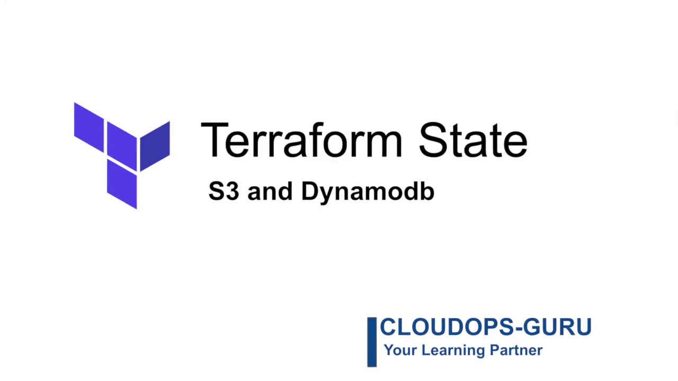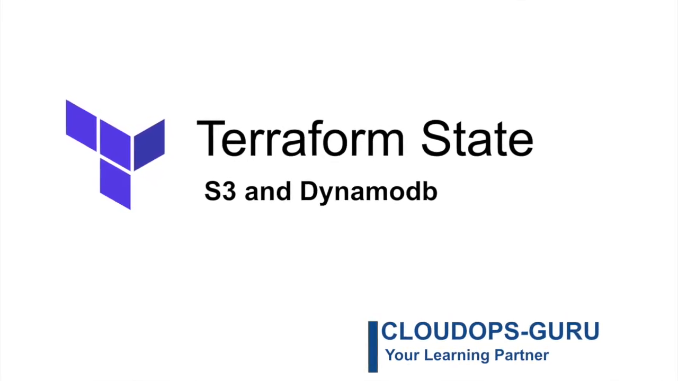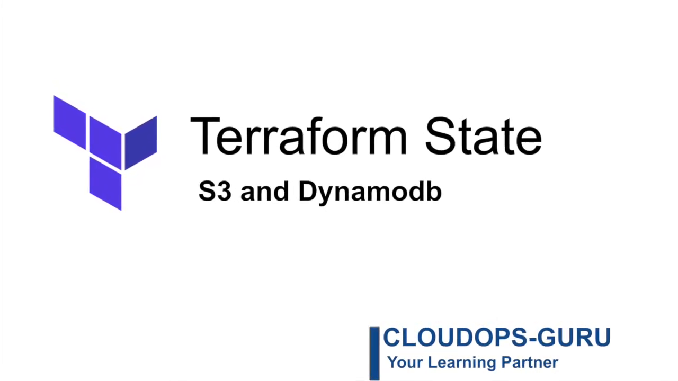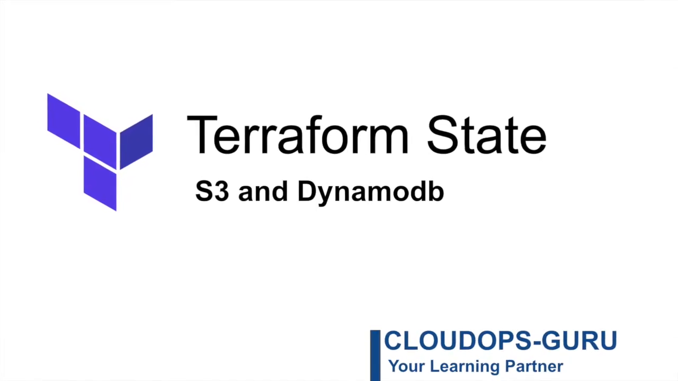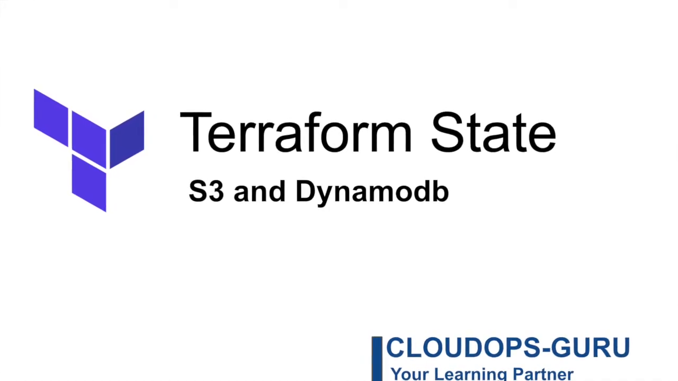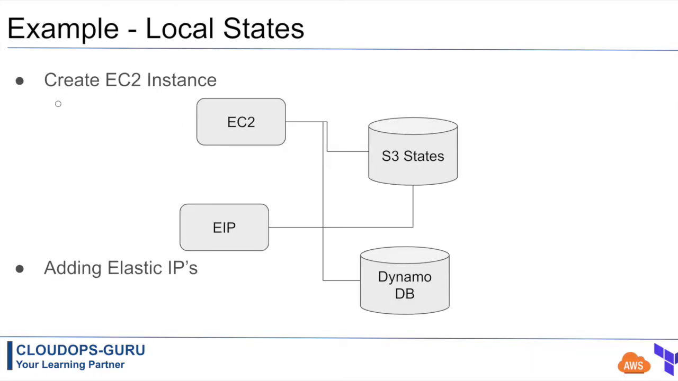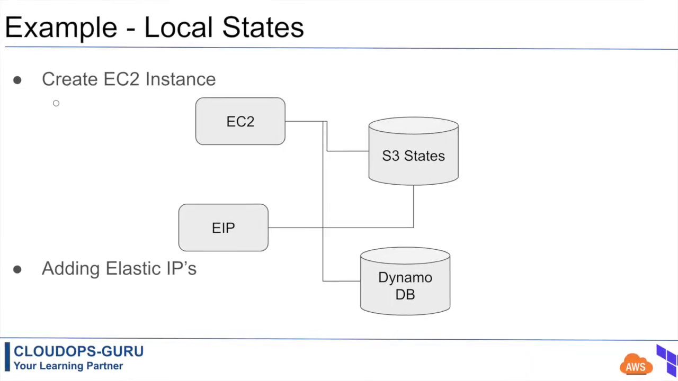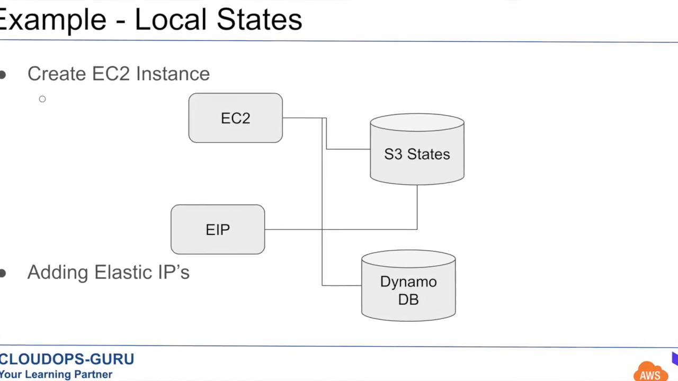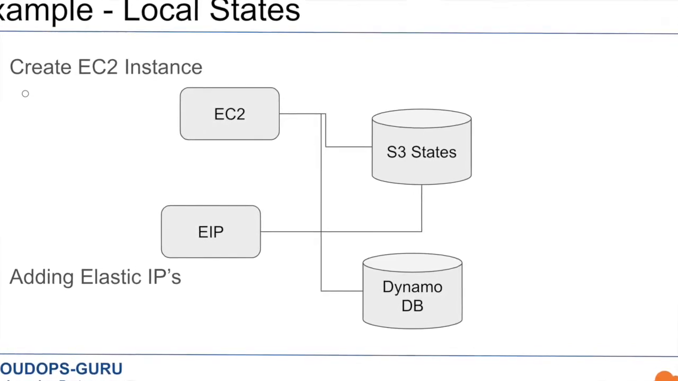Now let us go to the second option, the remote storage of the state file. This is very optimal when you are working in a team. You store your state file in an S3 bucket and you keep DynamoDB as your locking mechanism. You create a DynamoDB table and keep your lock information there. When someone else executes, it will say that the lock is already in use. Let's see the same example scenario: we are going to create an EC2 machine along with an elastic IP, and let's see how it works.